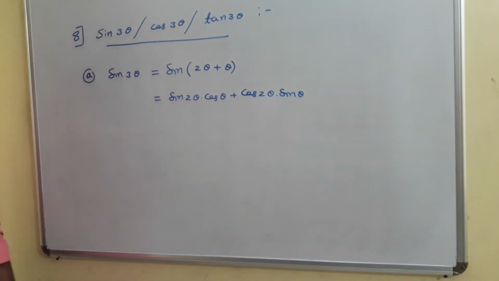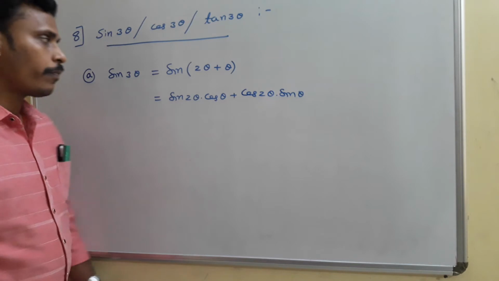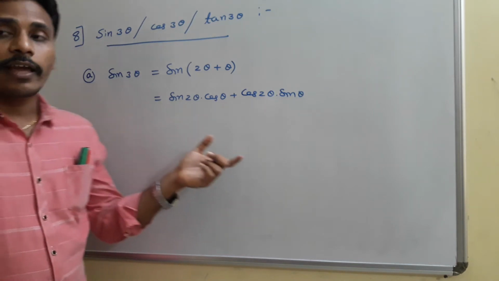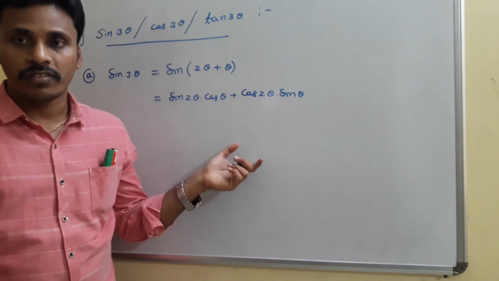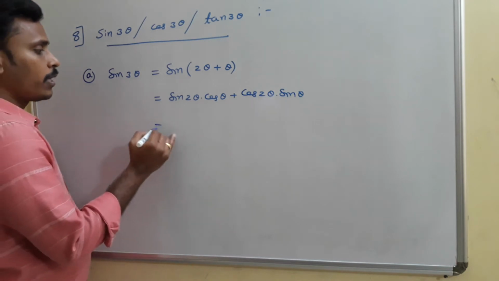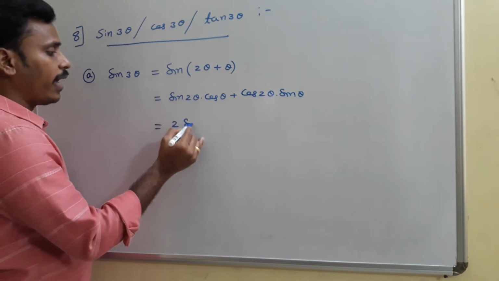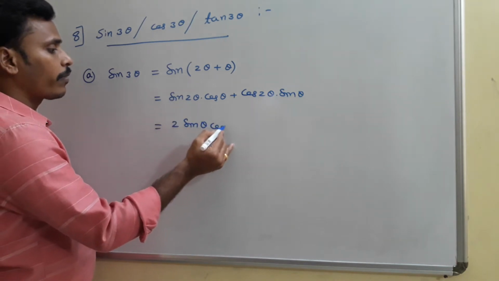So sine 3 theta is sine of 2 theta plus theta. That 2 theta is a and theta is b. Then just like sine of a plus b, you split it like sine 2 theta cos theta plus cos 2 theta sine theta. Ultimately I need to convert everything in terms of sine only. That's why sine 2 theta can be rewritten as 2 sine theta cos theta.